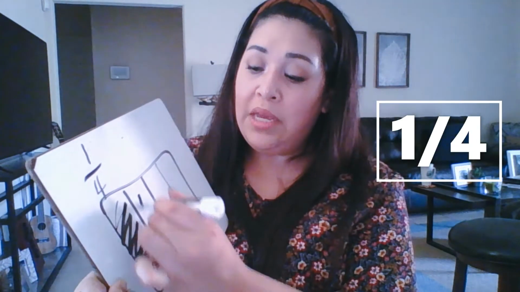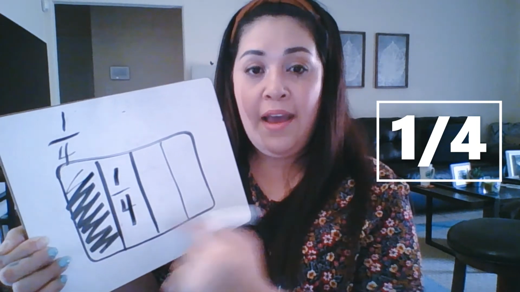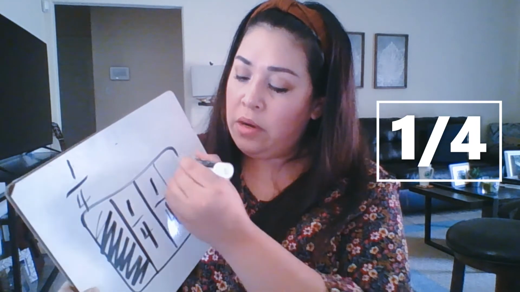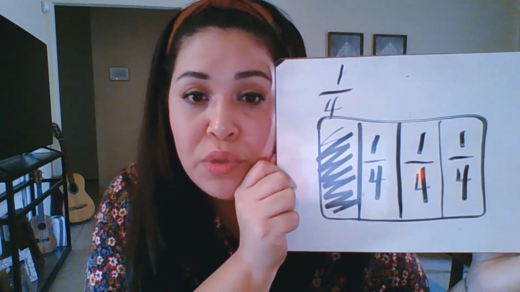It's the same right here. This piece in the middle. That is 1 piece out of 4. 1 piece out of 4 and another piece out of 4. Okay? I hope this helps a little bit when you're doing your work.